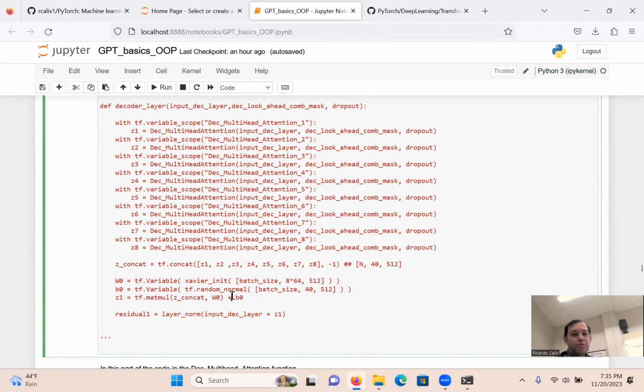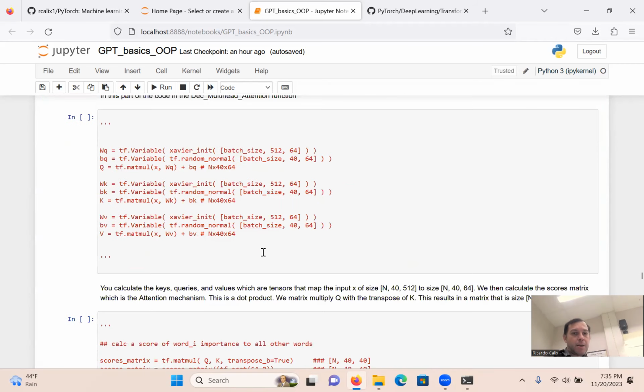Anyway, so here what are you doing? You take C concat times W, the weights, plus the bias, and you get your next thing, whatever it is. And then, what is this one again? Should be the residual, right? Okay, I just noticed it says input decoder layer. Oh yeah, input decoder layer. Yeah, that's correct. Got it? All right, so that takes us then. Hopefully that made sense.